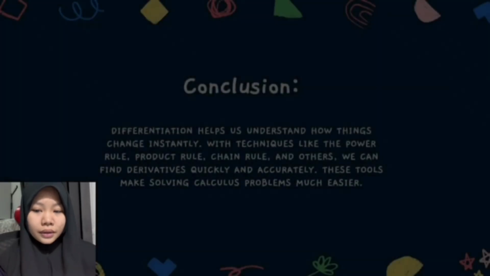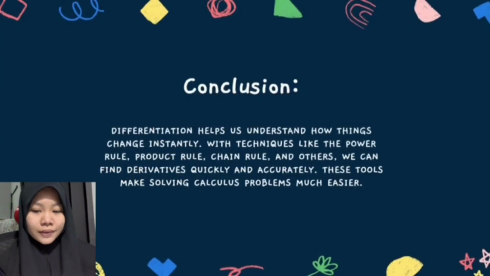In conclusion, differentiation helps us understand how things change instantly. With techniques like the power rule, product rule, chain rule, and others, we can find derivatives quickly and accurately. These tools make solving calculus problems much easier.